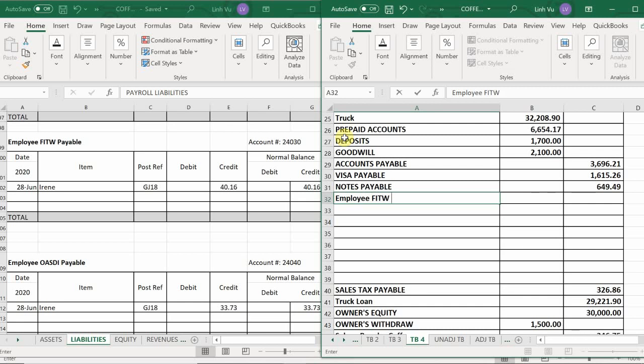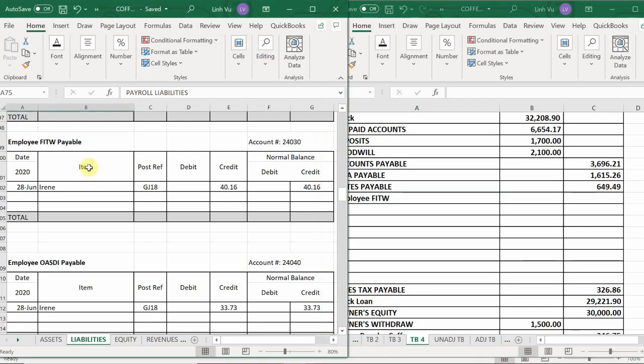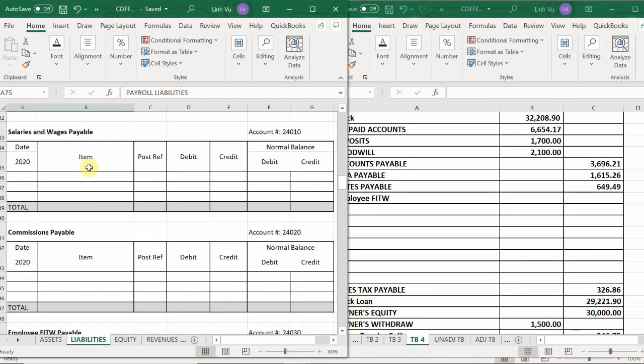Do you not have anything on salaries and wages payable? Nope. Didn't you just pay Irene? What does a payable mean? Did we owe her? It's what we owe. In this case, we paid her, so that's going to be considered an expense to us. It's payday. We don't owe her anything because we paid her already.